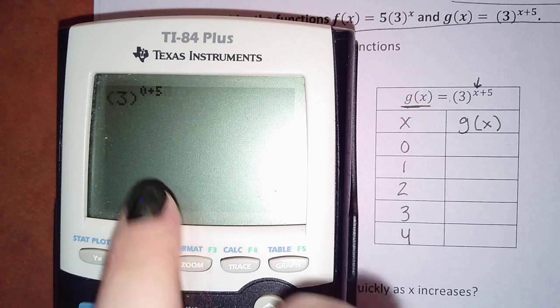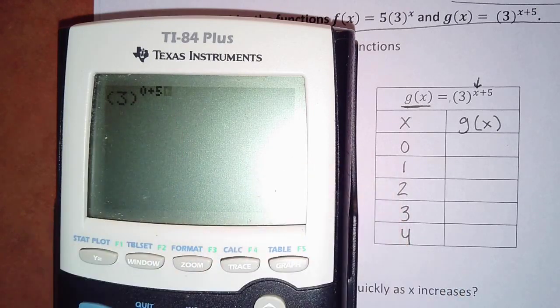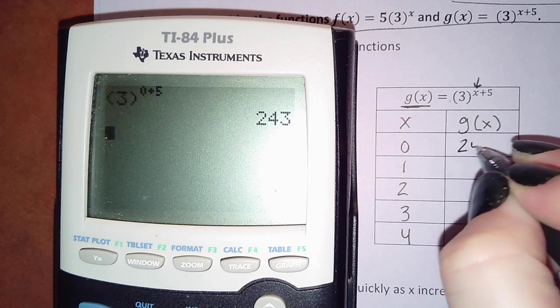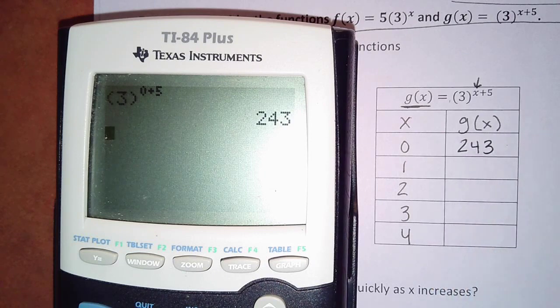You can either type in 0 plus 5 after you hit the power button or add that in your head and say 0 plus 5 is 5. 1 plus 5 is 6, and so on. So 243. I think it's good. Okay, so you need to do parentheses 3, close parentheses, caret symbol, parentheses again, 0 plus 5. Now press enter. Now does it say 243?